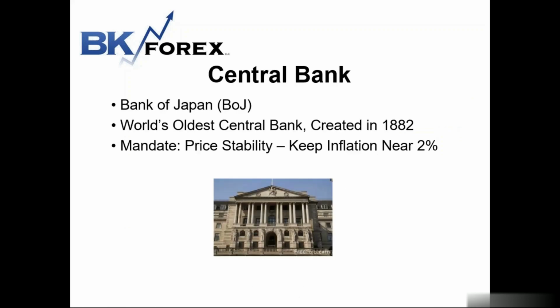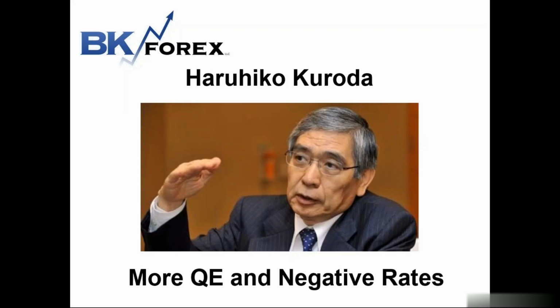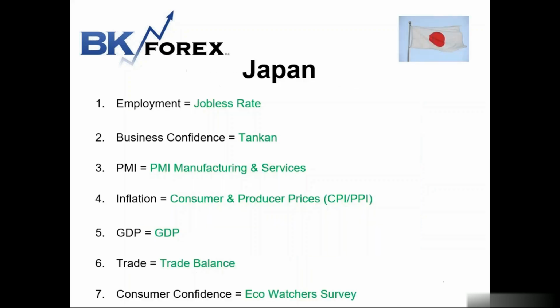Bank of Japan, world's oldest central bank, created in 1882. Their goal is to maintain price stability near 2%. Mr. Kuroda is the head of the Bank of Japan, and he's only presided over easier monetary policy. And the Japanese economy for more than a decade has been very weak and needs more help, and that has not changed even in 2016, 2017.